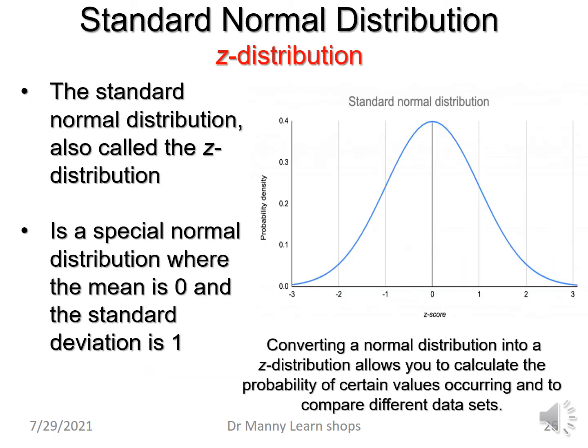In a standard normal distribution, we look at what is called the Z distribution. A standard normal distribution can also be called a Z distribution. It's a special normal distribution where the mean is 0 and the standard deviation is 1. Converting a normal distribution into a Z distribution allows you to calculate the probability of certain values occurring and to compare different data sets. The Z-score.